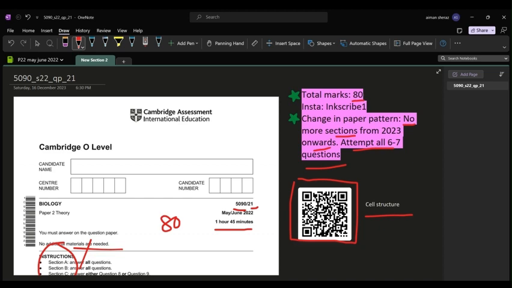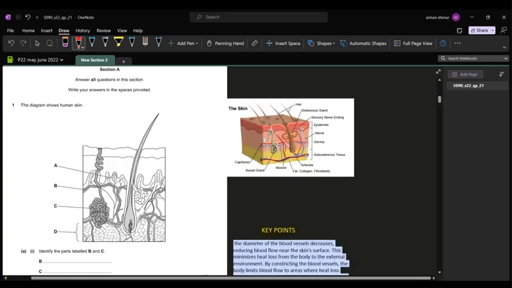So having said all this, let's begin with the paper. Question number 1. The diagram shows human skin. Part A, identify the parts labeled B and C.